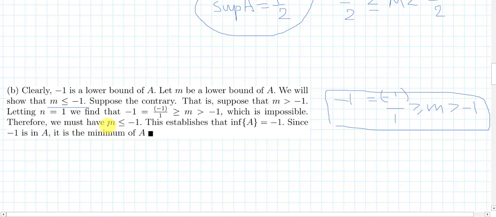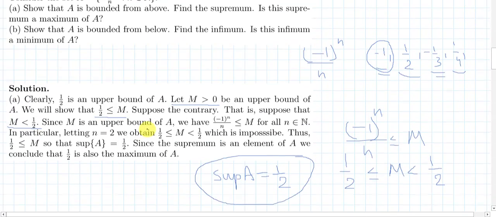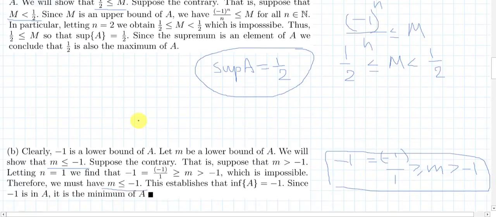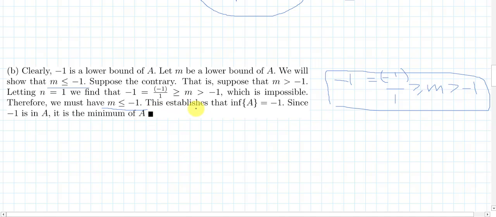So the conclusion is m is less than or equal to -1. So we showed it is bounded from below. And this establishes that the infimum of A is -1. Since -1 is in A, it's a minimum of A. So it will be both the infimum of A and the minimum of A.